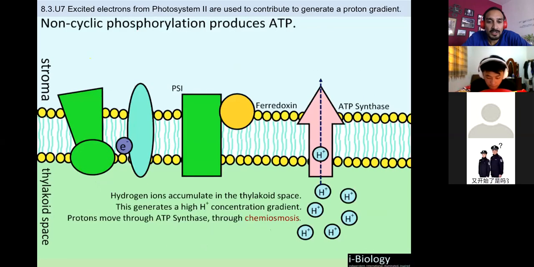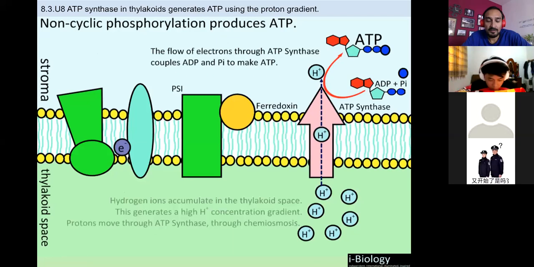So we accumulate hydrogen ions at a high concentration. That creates a concentration gradient. So they flow through ATP synthase, and that spins the ATP synthase enzyme and generates ATP.